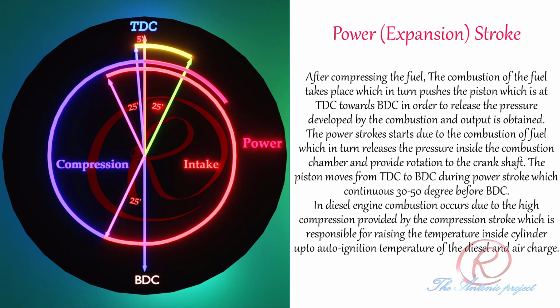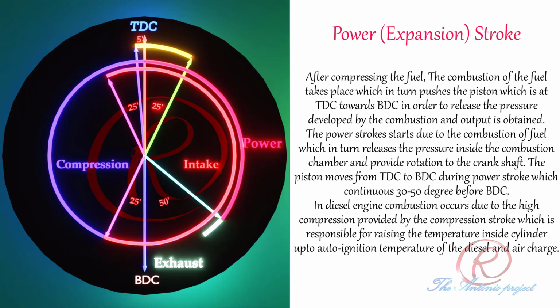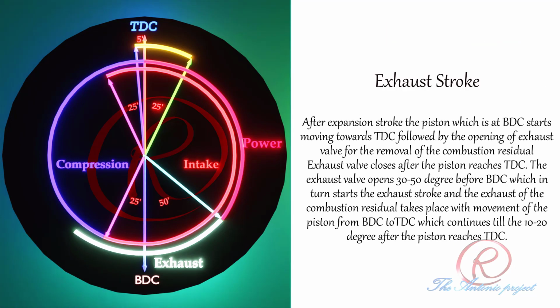Power or expansion stroke. After compressing the fuel, the combustion of the fuel takes place, which in turn pushes the piston, which is at TDC, toward BDC, in order to release the pressure developed by the combustion and output is obtained. The power stroke starts due to the combustion of fuel, which releases the pressure inside the combustion chamber and provides rotation to the crankshaft. The piston moves from TDC to BDC during the power stroke, which continues 30 to 50 degrees before BDC.